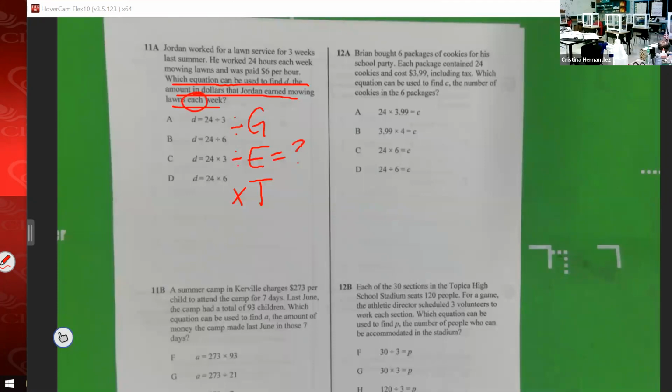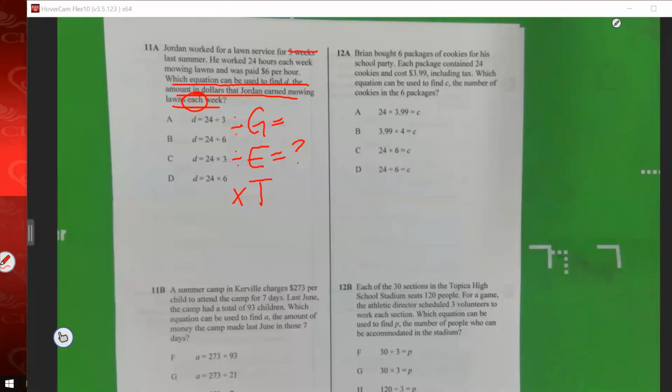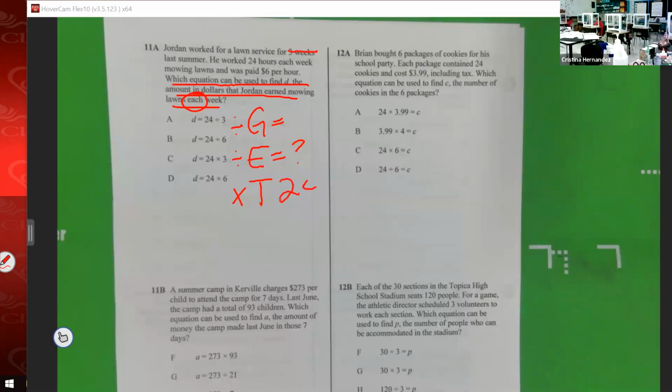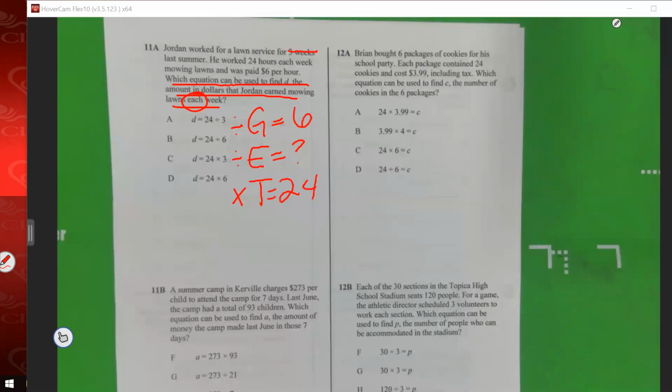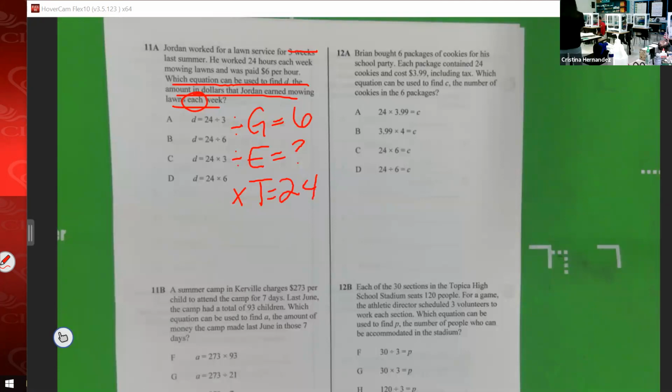Let's see. It says he worked 24 hours, so that would be... Wait, I'm trying. I lost it. 24 divided by 6. So our total is 24 hours, I guess. And then our groups would be 6 per hour. Am I on the right problem? Wait, I lied. No, I lied. Don't listen to me. My bad.